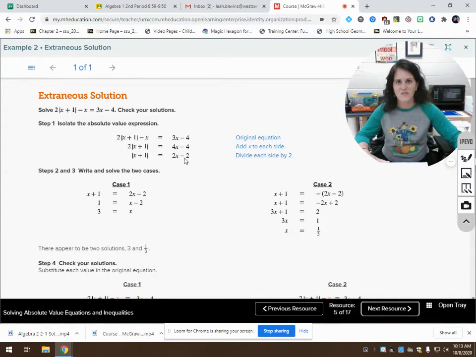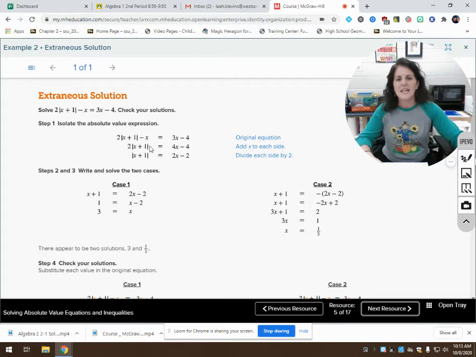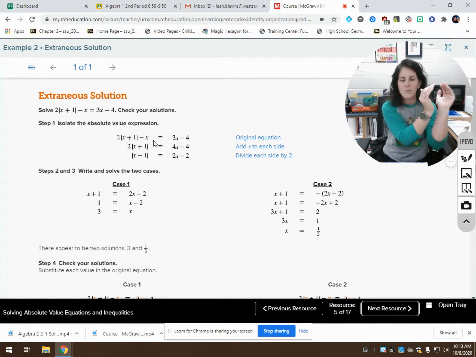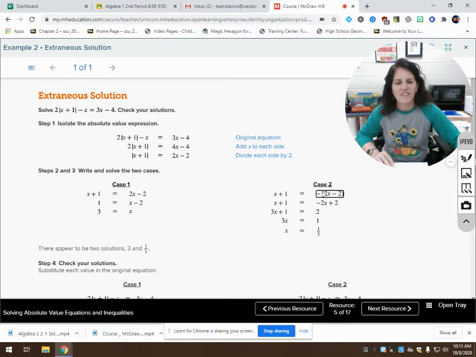Now we can begin solving this problem. It's a lot of work to do just to get started, right? We've got to isolate, then we make our 2 cases. So case 1 is exactly like it's written. X plus 1 is equal to 2x minus 2. Case 2, we got to put everything over there in parentheses and have that negative outside of it. So we've got the negative here.